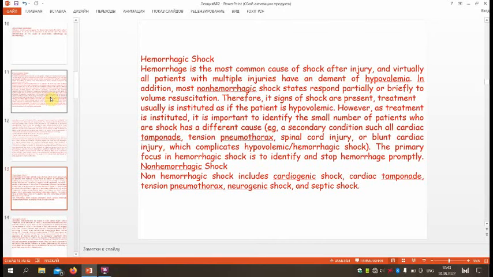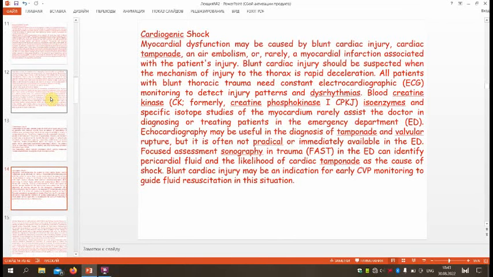Non-hemorrhagic shock. Non-hemorrhagic shock includes cardiogenic shock, cardiac tamponade, tension pneumothorax, neurogenic shock, and septic shock. Cardiogenic shock. Myocardial dysfunction may be caused by blunt cardiac injury, cardiac tamponade, an air embolism, or rarely a myocardial infarction associated with the patient's injury.